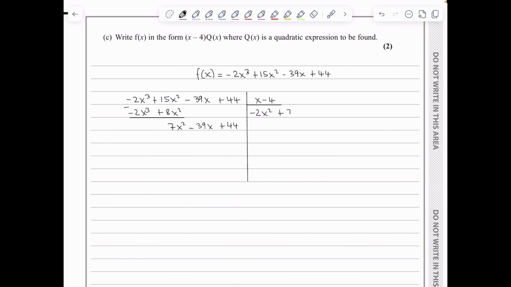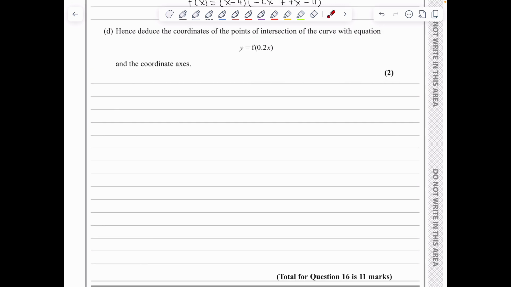I need a plus 7x here. So 7x squared minus 28x, and I deduct once again. So we get negative 11x plus 44. So I've got a negative 11 here. This is negative 11x plus 44, leaving me with a remainder of 0 as expected. And therefore, we've got that f of x is equal to x minus 4 times negative 2x squared plus 7x minus 11.